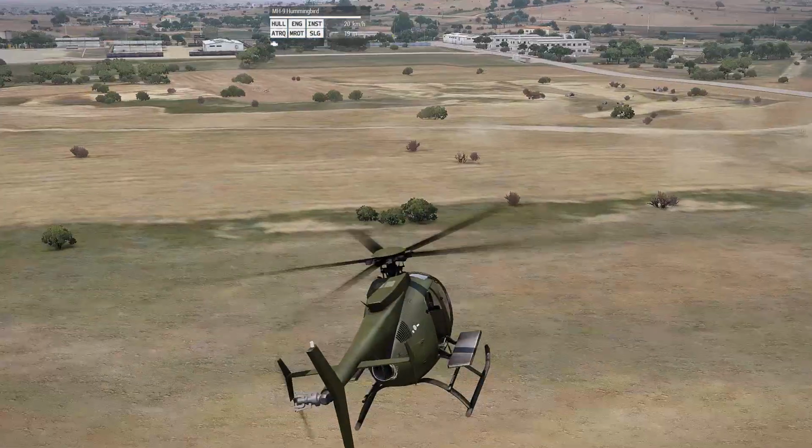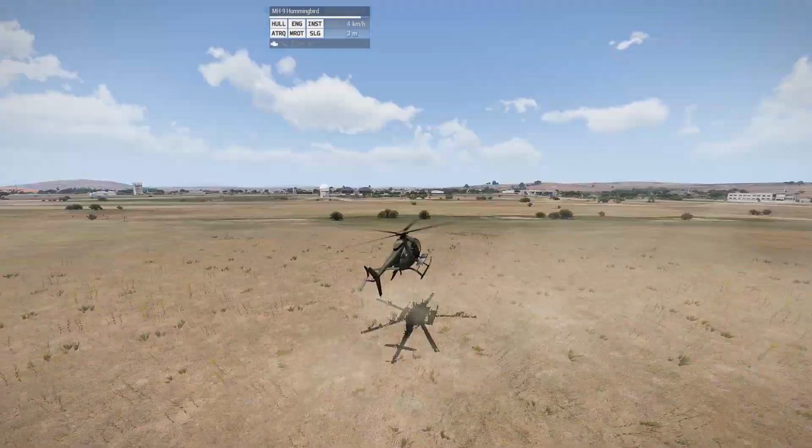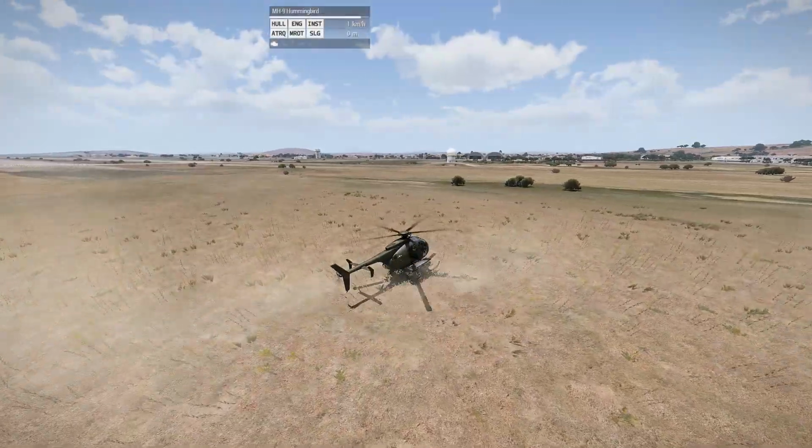In the next guide, I'll be covering landing with a blackfish, because that's a little more difficult than it used to be. I don't know why they changed it, but they did. So I'll be covering that in the next guide.